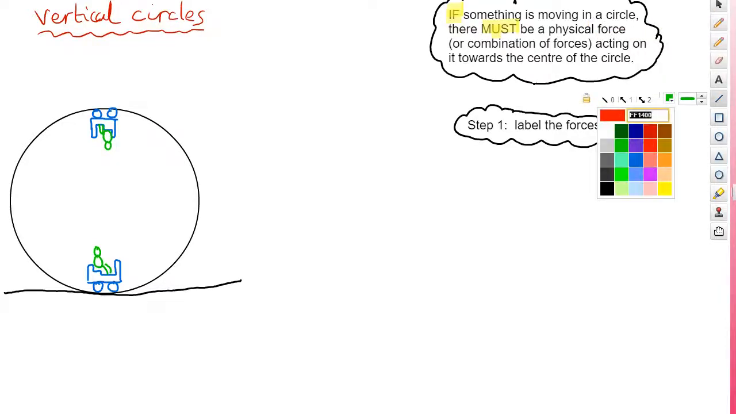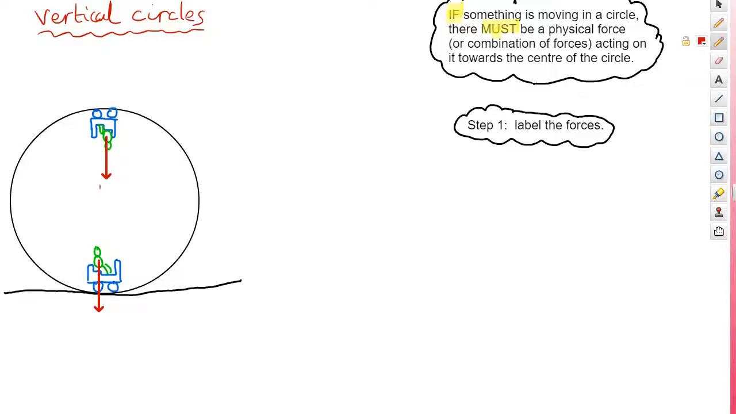Well, we know that in both cases, if we're looking at the person and the force on the person, they're going to be experiencing their own weight downwards, and that's going to have the same value whether they're at the top of the circle or whether they're at the bottom of the circle. So in both cases we can label mg on our person who's in this loop-the-loop. So at the bottom of the circle their weight acts down, at the top of the circle their weight acts down.